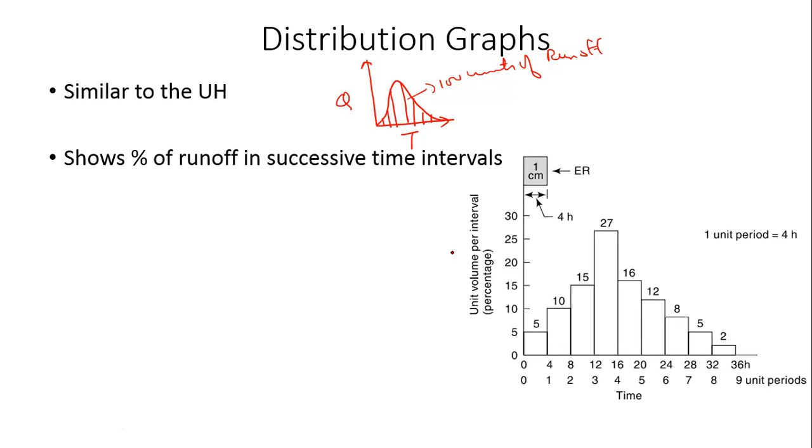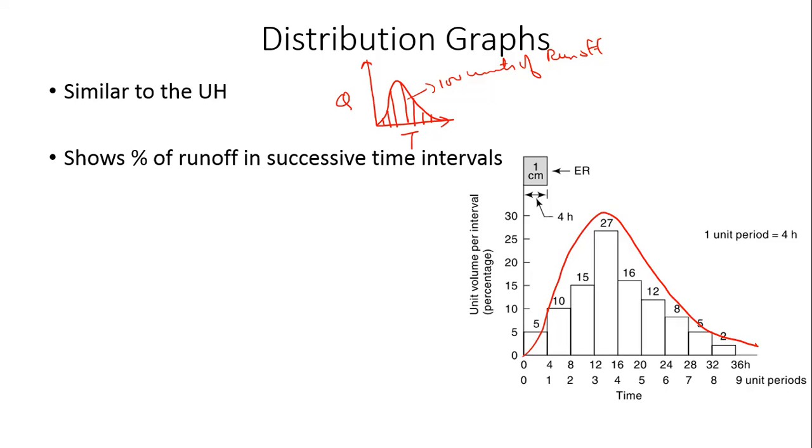Instead of having on the y-axis the actual volume of runoff, it is telling you the percentage of runoff compared to the total that is produced over the entire duration of the unit hydrograph. It's fairly straightforward, right? There's nothing sophisticated or complicated about this. It's just a different way of representing the same information.